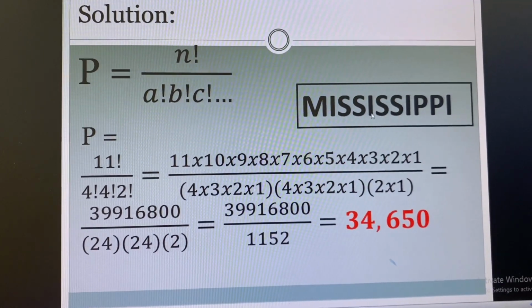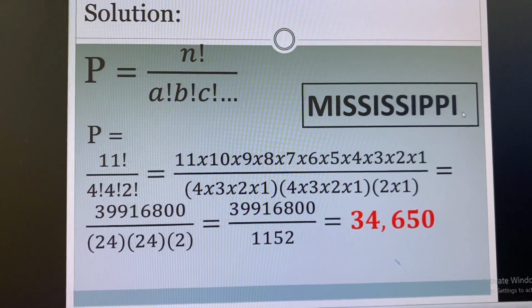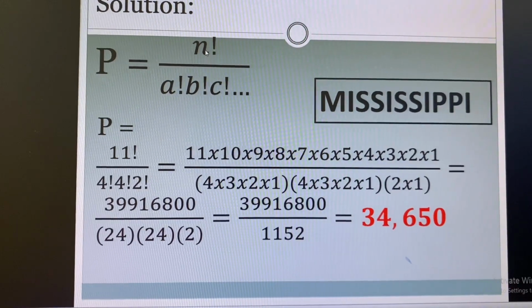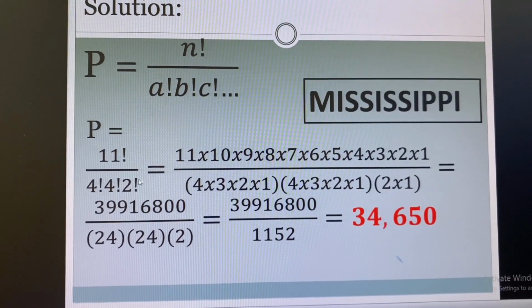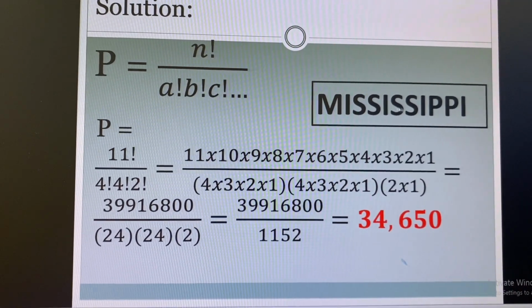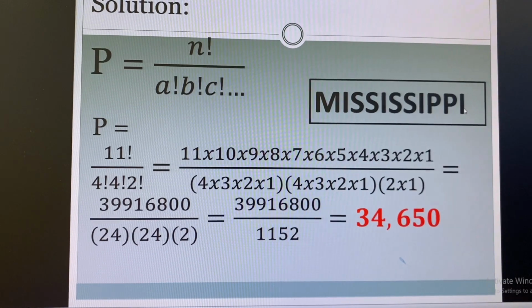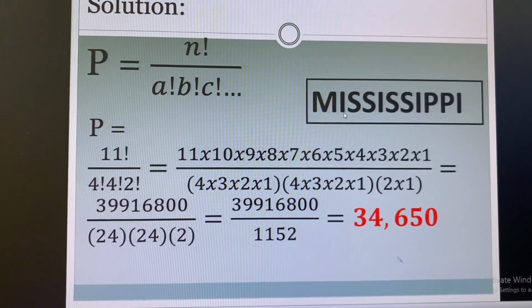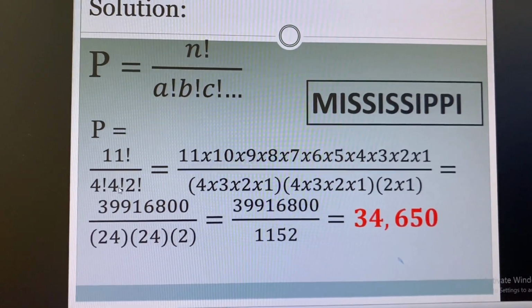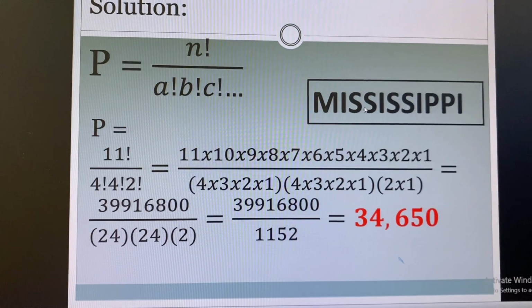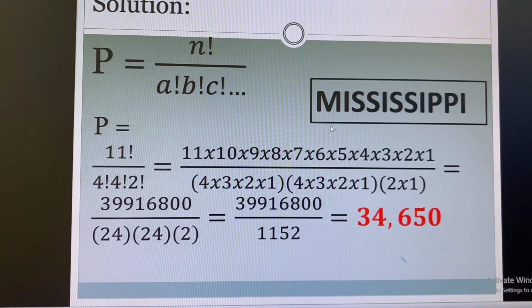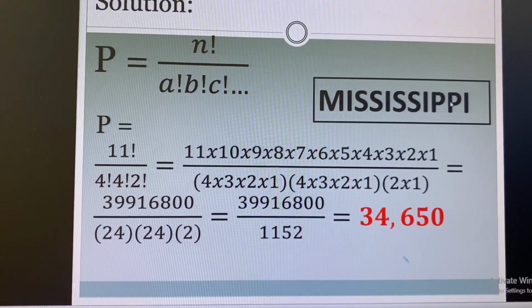1, 2, 3, 4, 5, 6, 7, 8, 9, 10, 11. So that will be your numerator. That is the n. Then how about 4 factorial? So that is I. How many? 1, 2, 3, 4. So the number of letters that are alike. So 4 factorial. The other 4 factorial is for S. 1, 2, 3, 4. Then 2 factorial is for P because there are only 2.